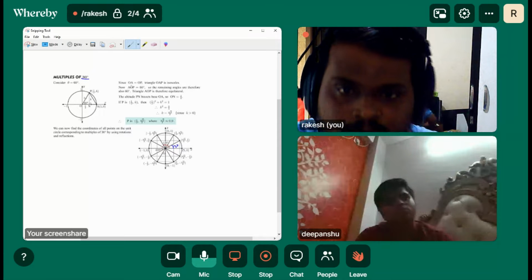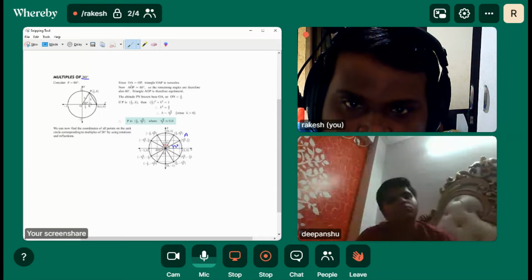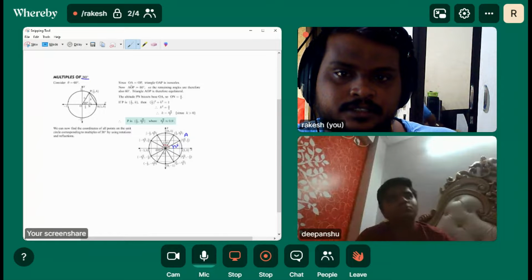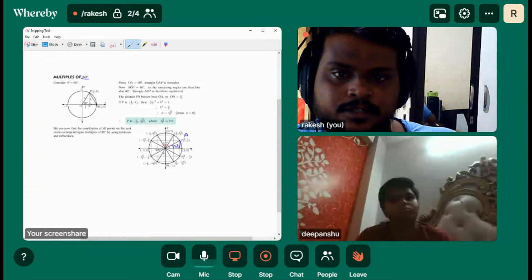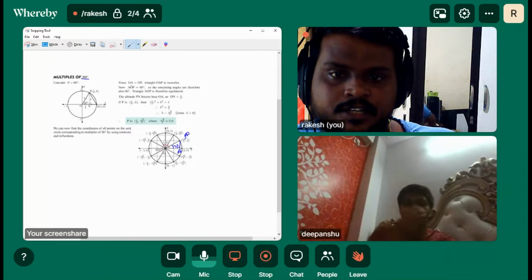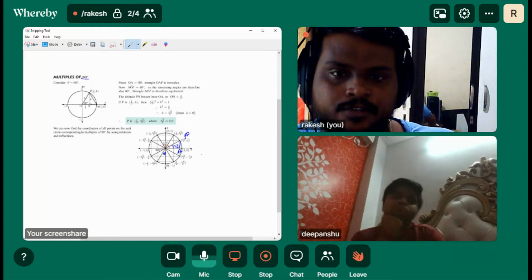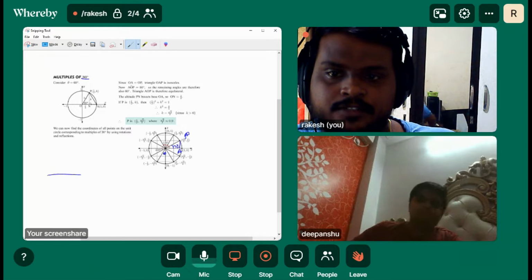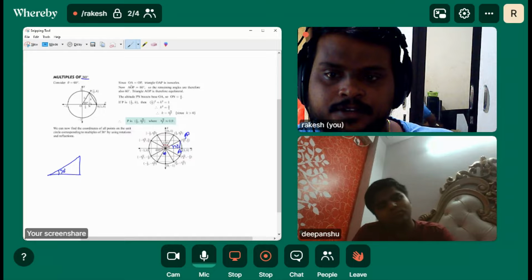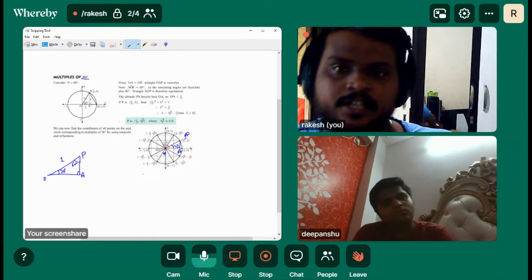Let's say this is A. We'll draw a perpendicular line here. Let's say this is P, and this is A. This is the origin, already written. So we got one triangle here with angles 30 degree, 60 degree, and 90 degree. This is the origin, this is P, this is A.